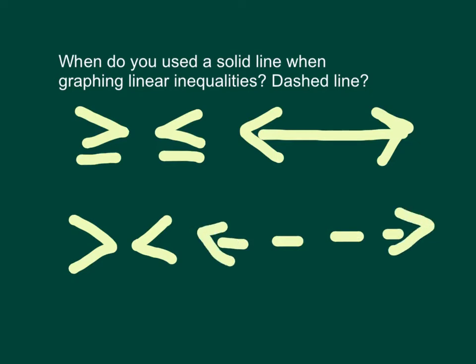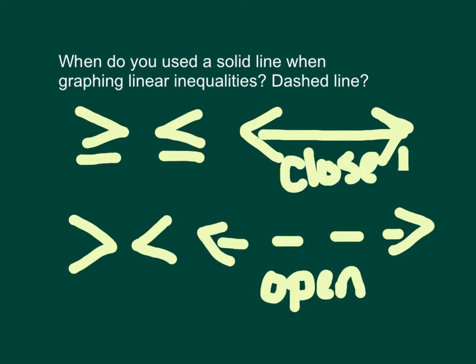And remember, a dashed line is like an open circle. A solid line is like a closed circle. A solid line is going to include all the numbers on the line, just like a closed circle. A dashed line is not going to include the numbers. It's everything on this side that's shaded, but not what's on the line, just like on an open circle.